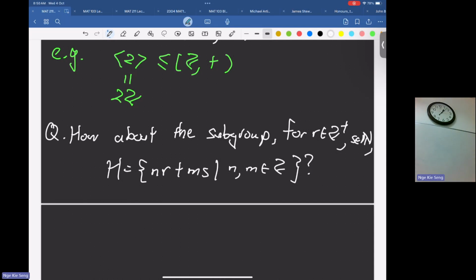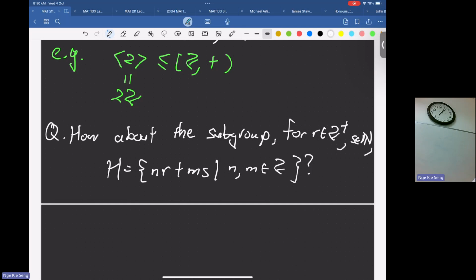How to build the identity? What's the identity in this group? 0. How to build 0? n and m are 0. Okay. So is it closed or not? If you add two such numbers, does it still look like nr plus mx? Yes, right. (n1 plus n2) times r plus (m1 plus m2) times x. Okay, so it is closed.